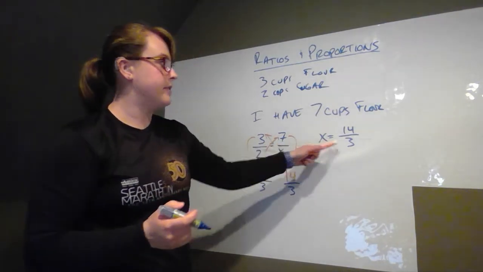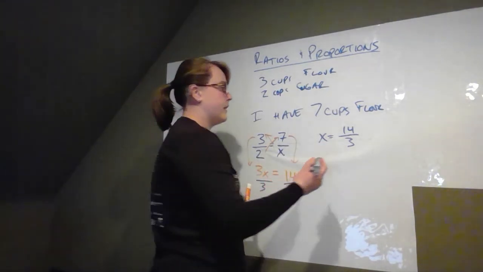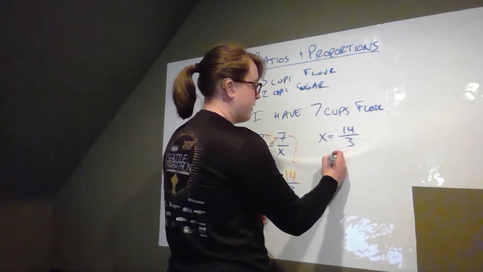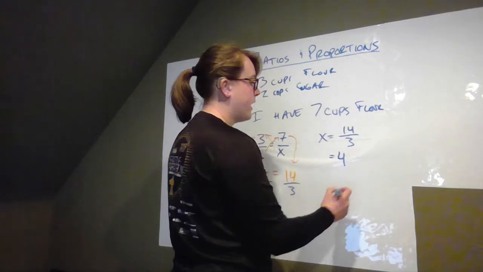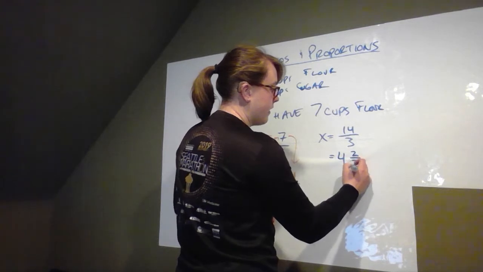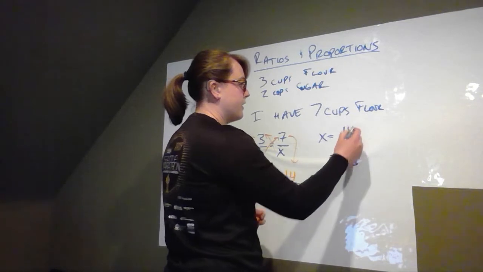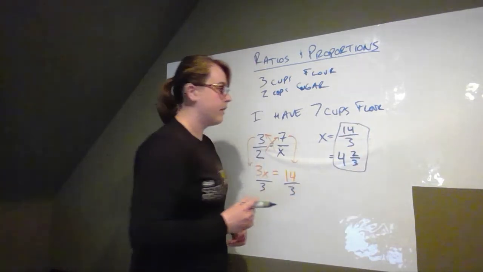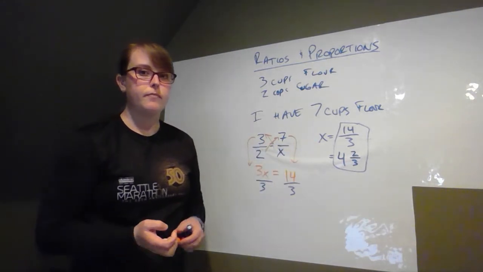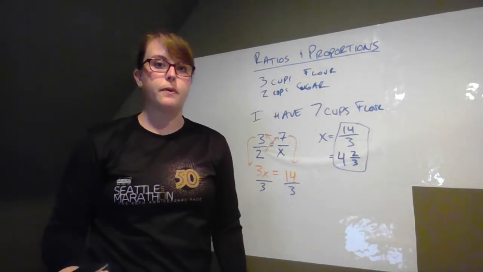But if you did want to change this into a mixed number to make it easier to understand, what you could do is figure out, okay, 3 times 4 is 12. So I know that I've got 4 full cups, and then 14 minus 12 is 2. So 4 and 2/3 is the same as 14/3. So either of these answers would work for the amount of sugar you need and for what x is equal to. Okay, so that's one type of proportion problem. Let's do another proportion example.